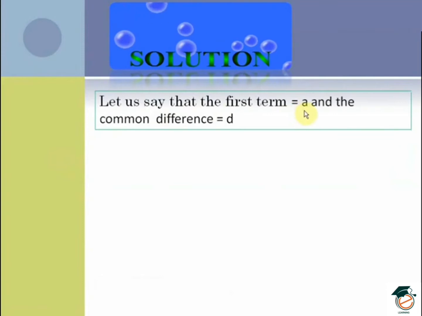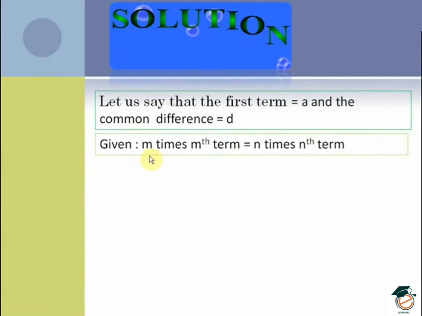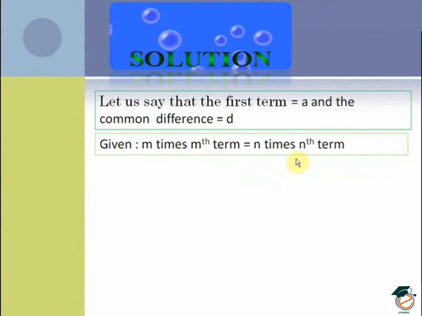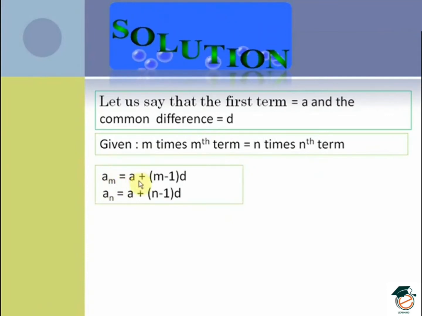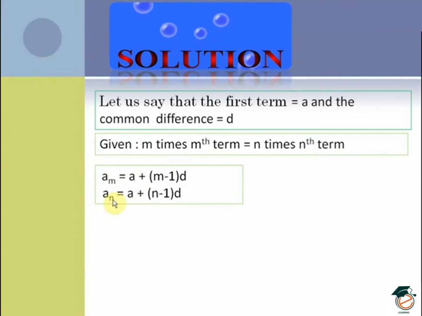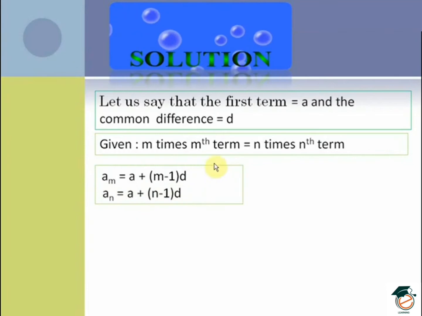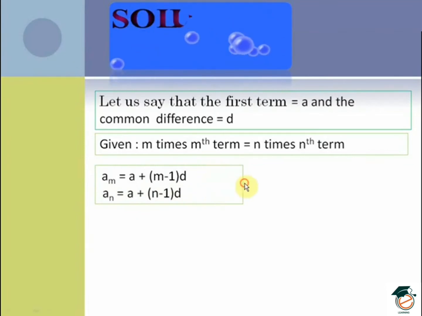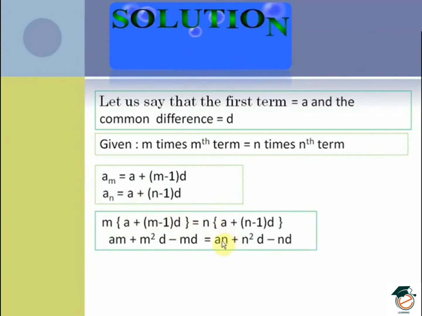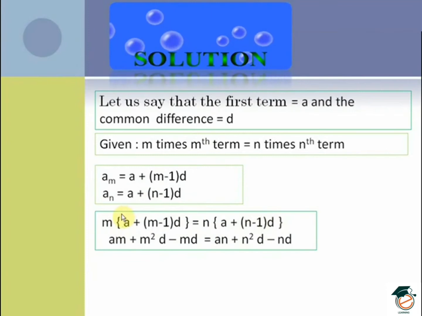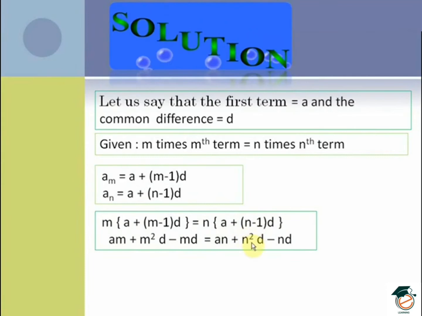Let us say that the first term is a and the common difference is equal to d. Now given to us is m times the mth term equal to n times the nth term. Now the mth term am would be equal to a plus (m minus 1) into d, and similarly the nth term an would be equal to a plus (n minus 1) into d. We get this from the formula for the nth term. So m times (a plus (m minus 1) into d) would be equal to n times (a plus (n minus 1) into d).